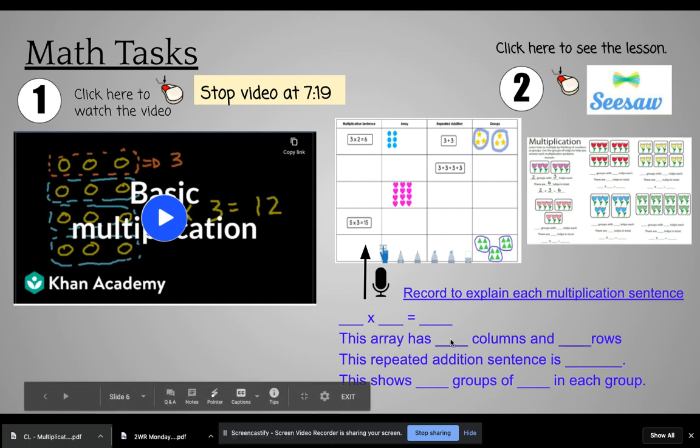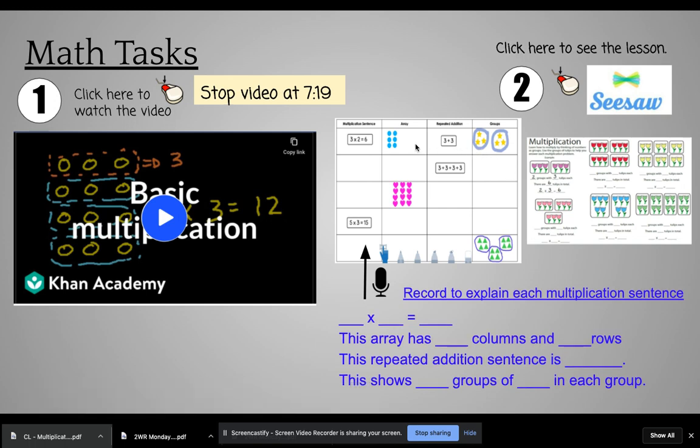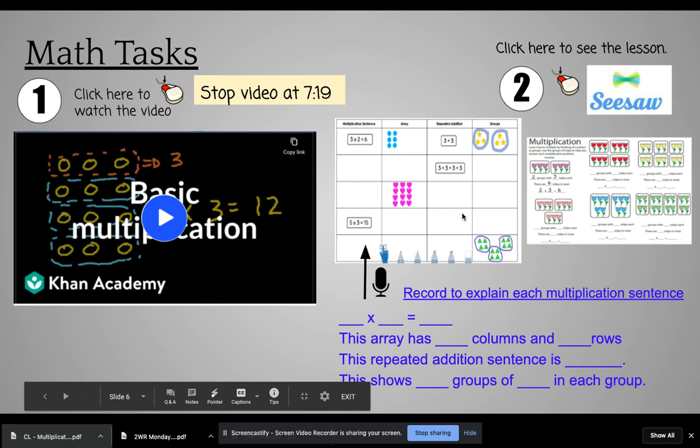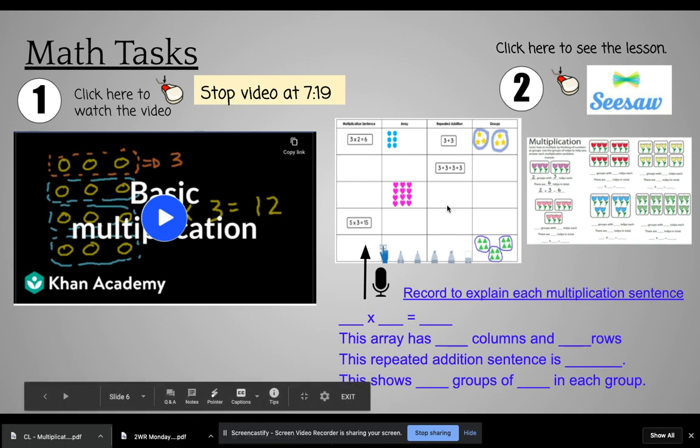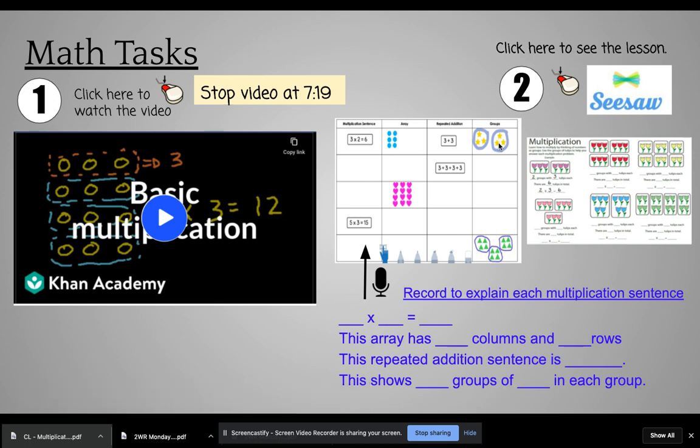And this array has this number of columns and this number of rows. Okay, there's your array. And this is your repeated addition sentence. Here's your repeated addition sentence in the third column. And in your fourth column this shows the number of groups and how many in each group. Okay, so there's 2 groups with 3 stars in each group. Okay, go ahead, you're going to fill in your answers for the rest of the box.